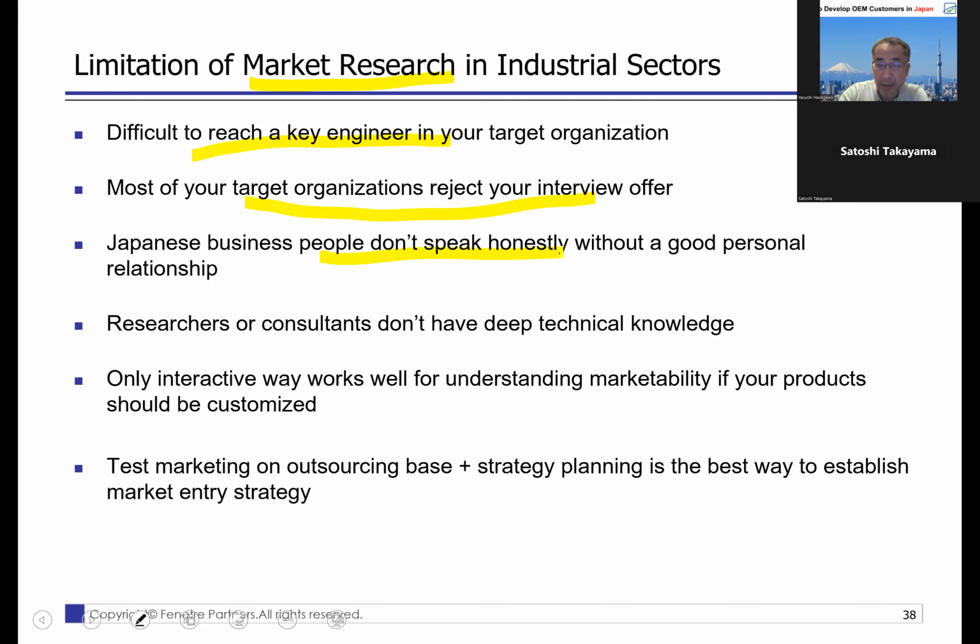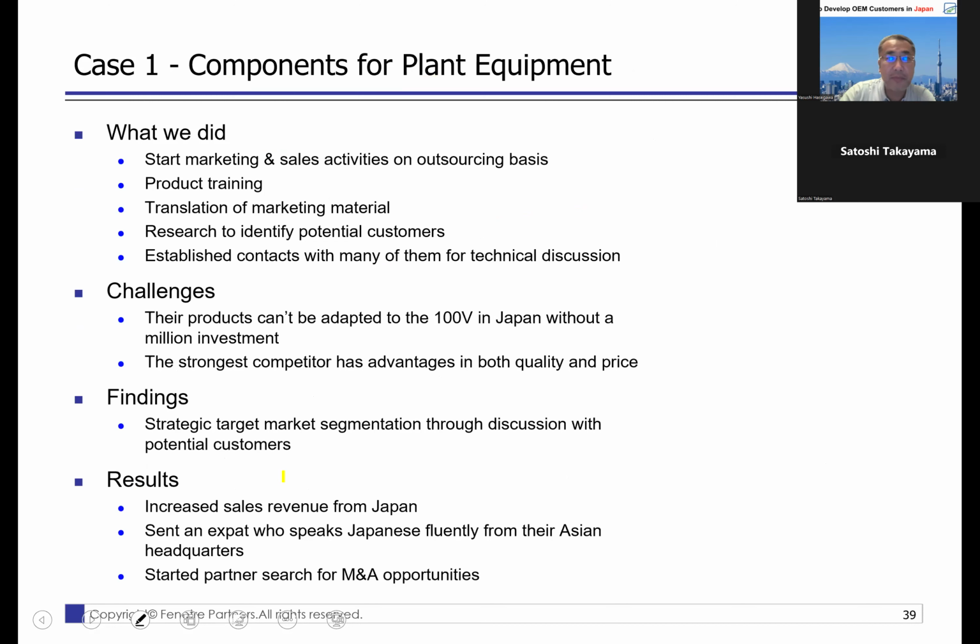So the only way to judge the marketability is a direct discussion between your engineers and your customers' engineers. So our recommendation is test marketing instead of market research. You try to sell your product to your potential customers and have an initial technical discussion, and then you will get a direct market response. So again, I don't recommend market research for industrial players, but we recommend test marketing with deep technical discussion with your customers' engineers. So this is case one.